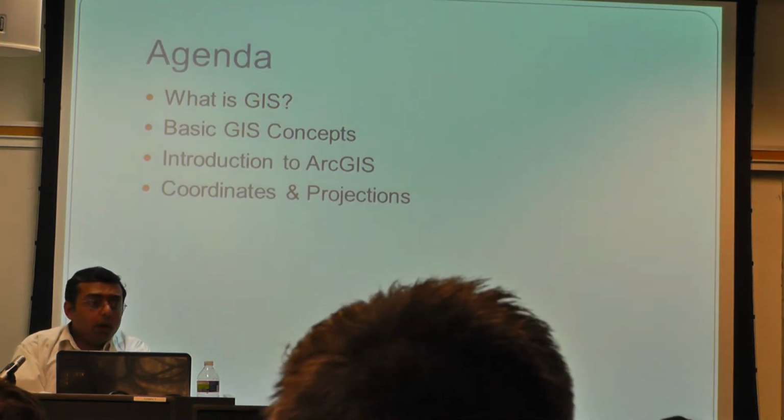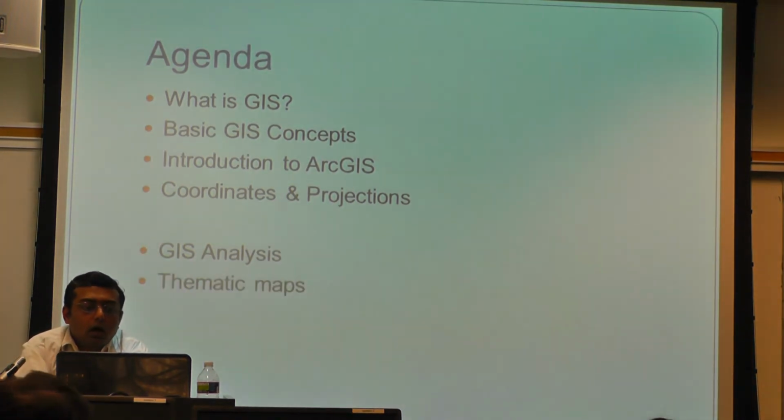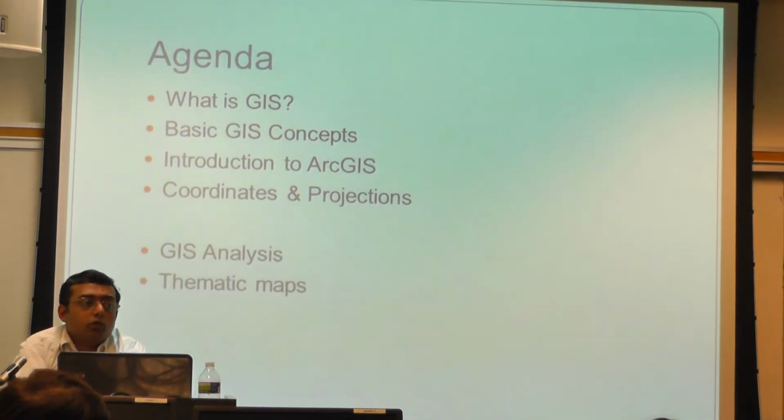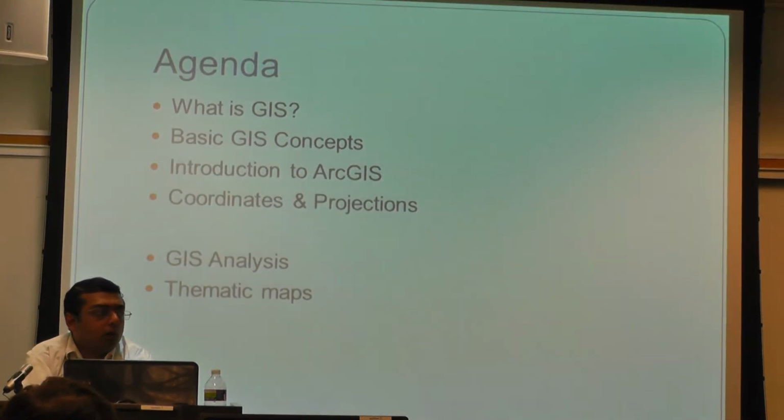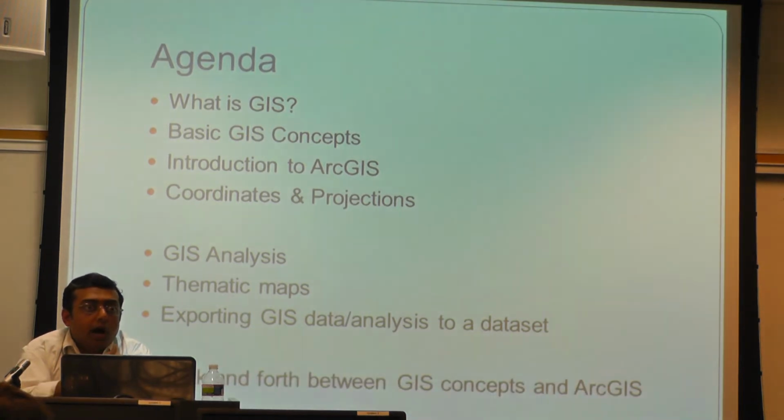After we come back from the break, we'll probably do more fun stuff. We'll look at some basic GIS analysis. We'll create a thematic map, which is a map that you will typically create and put in a presentation or a paper. And time permitting, we'll look at how to take the GIS analysis that you have and export it out of the software and put it together with a data set, which you can then use in Stata or R and run your regressions. Throughout the next 2 hours, we're going to be moving back and forth between GIS concepts and ArcGIS. Hopefully you'll find that useful.